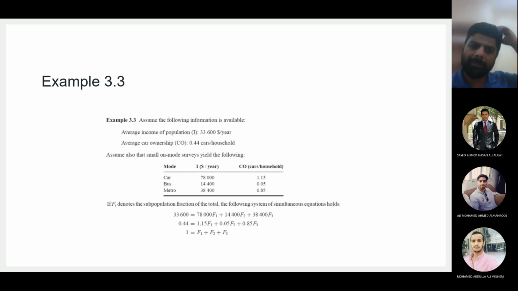So they collected some samples from car users, bus users, and metro users. And now they know the average income of the entire population, right? And they know the average car ownership for the entire population. So in that short on mode survey, they were just asking people 2 questions. What were these 2 questions? What is your income? And what is the number of cars in the household? Income, number of cars in the household.